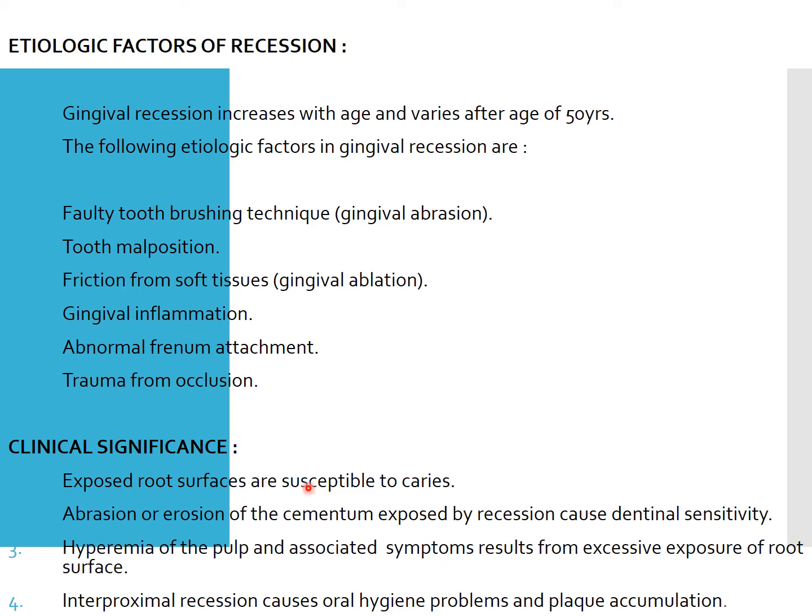So the clinical significance: gingival recession leaves exposed root surfaces, which are susceptible to caries. Abrasion or erosion of the cementum exposed by the recession can cause dentinal sensitivity, as the dentinal tubules will be exposed to the external environment, so there will be more sensitivity. Then it can cause hyperemia of the pulp and associated symptoms, resulting from excessive exposure of the root surface. Then interproximal recession will cause problems in maintaining oral hygiene, because it causes more plaque accumulation.